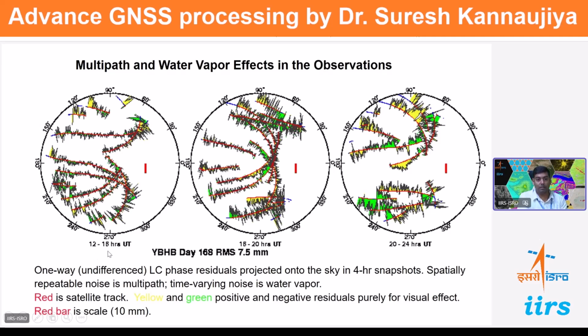This is 12 to 18, this is 18 to 20 UT, okay, universal time. Then this is 20 to 24 universal time. So for these three different periods, you can see how the multipath and water vapor effect is contributed globally.